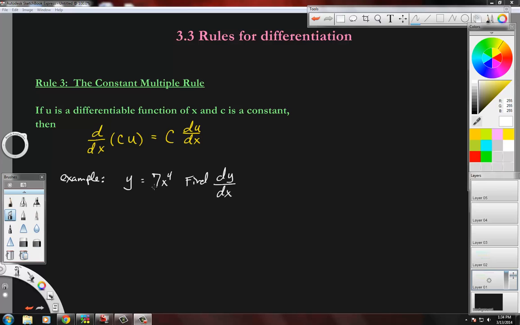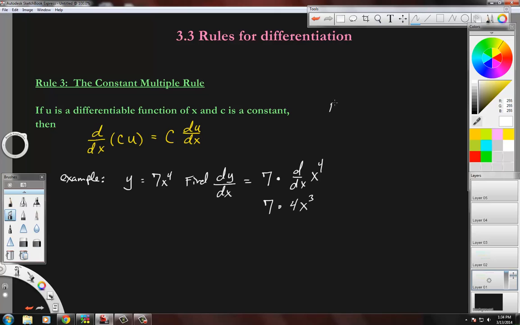In other words, if we had 7x to the fourth, well, that's equal to 7 times the derivative. There's my symbol for the derivative of x to the fourth. 7 times that. So it's going to be 7 times, and by applying the power rule that we saw from yesterday, that's going to be 4x to the third, because you would subtract 1 off that.